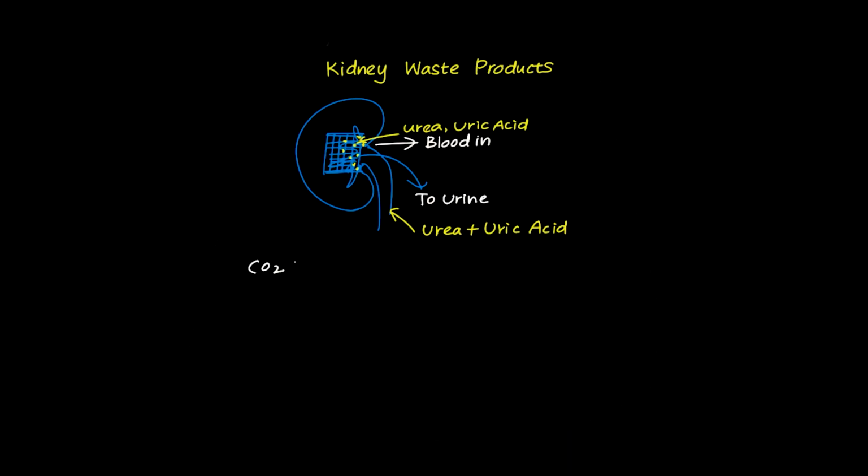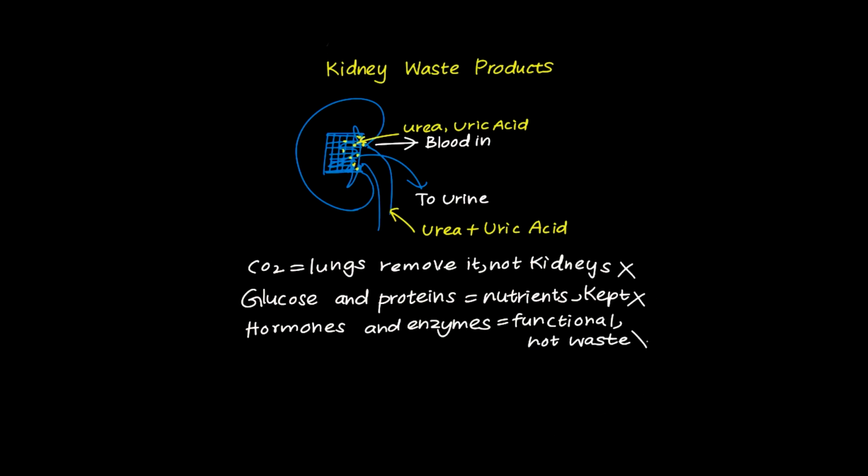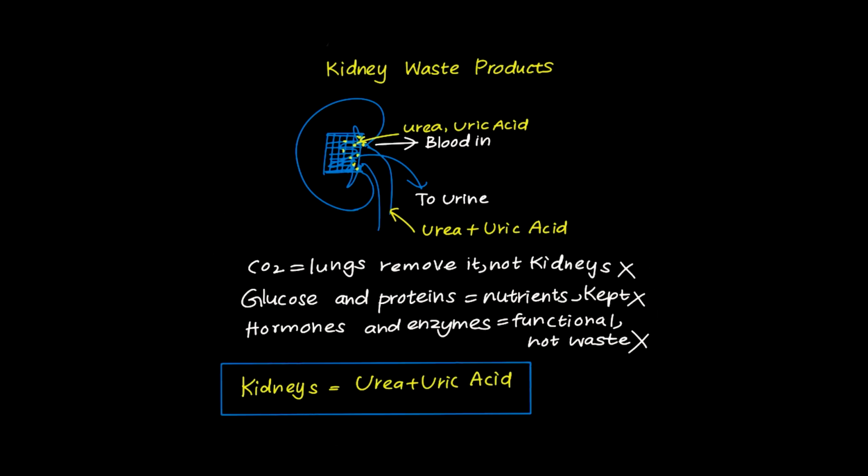Carbon dioxide is a waste product, but it's removed by the lungs through breathing, not the kidneys. Oxygen isn't waste, you need it. Glucose and proteins are nutrients your body keeps and reabsorbs, not filters out. Hormones and enzymes are functional molecules your body produces and uses. Here's a WGU C458 OA exam tip for you. Kidney waste equals urea and uric acid from protein breakdown. Lung waste equals carbon dioxide. Quick recall hook: Kidneys kick out urea and uric acid.